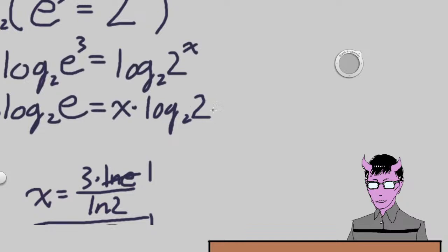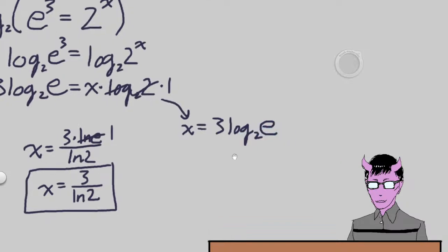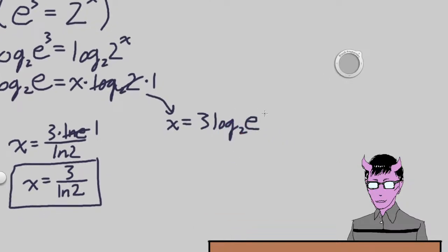So let's transform this one. Again, 2 to the power of 1 equals 2, so this whole thing becomes 1. And thus we have solved for x. So let's move it down here. x is equal to the thing on the left, which is going to be 3 log base 2 of e. And then we're pretty much done with the problem. So this is answer number 2.